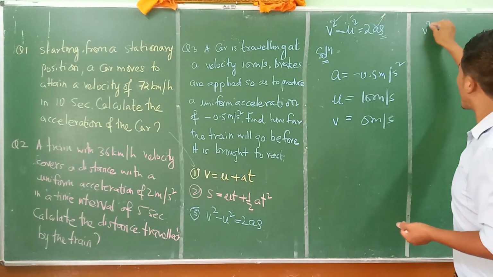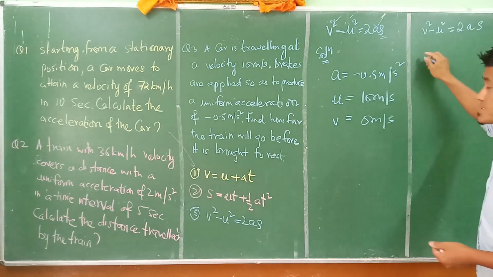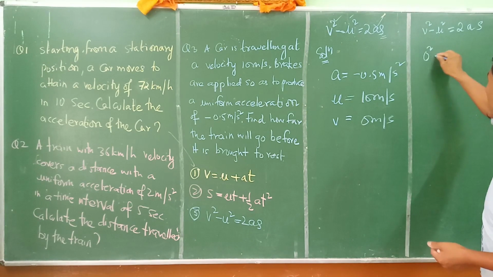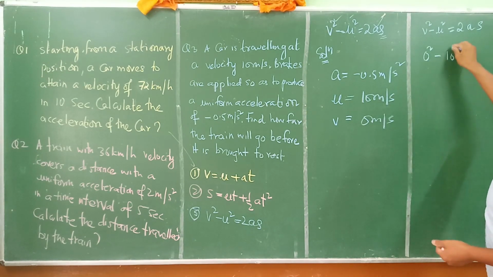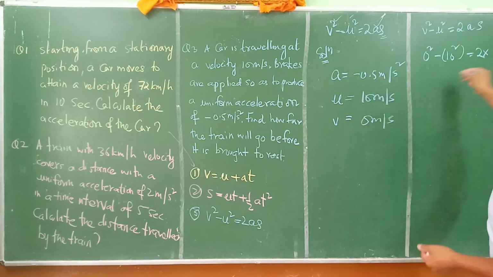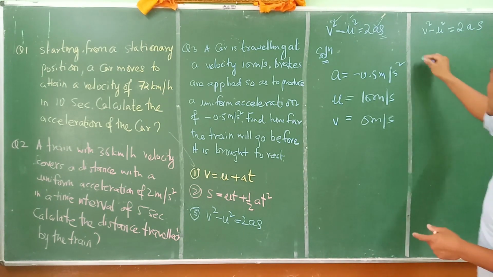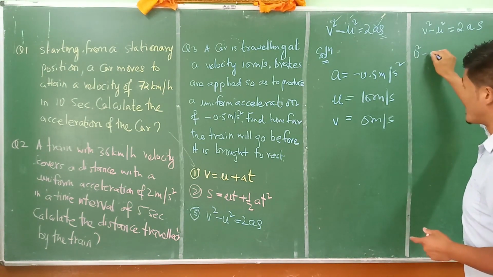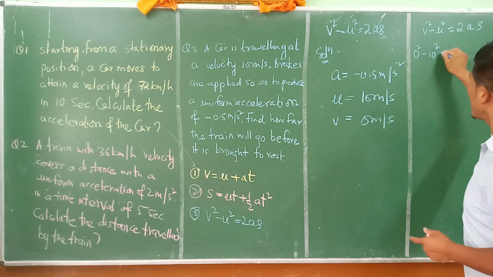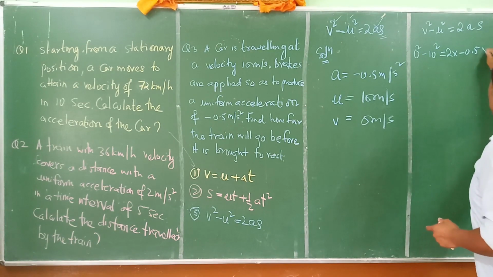Okay. So V square minus U square is equal to 2AS. How much is V? That is 0 square minus how much is U? 10 square is equal to 2 into how much is the acceleration? Minus 0.5. I'm really sorry, I will write it smaller. Okay. 0 square minus 10 square is equal to 2 into minus 0.5 into S.